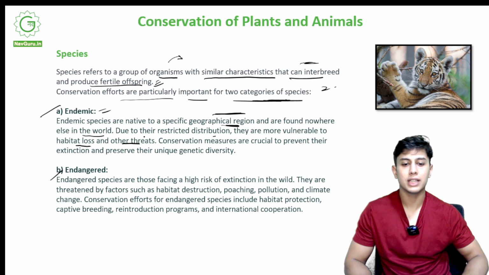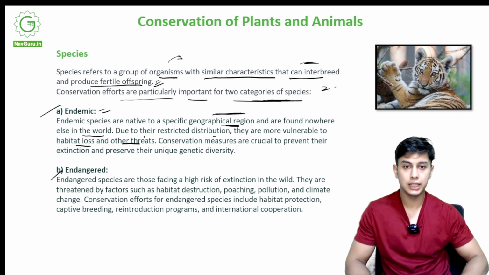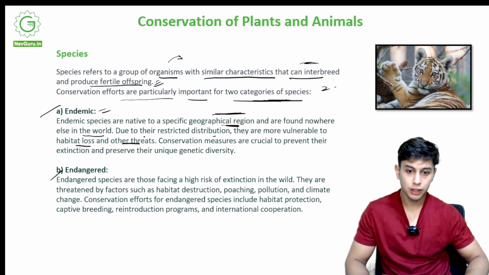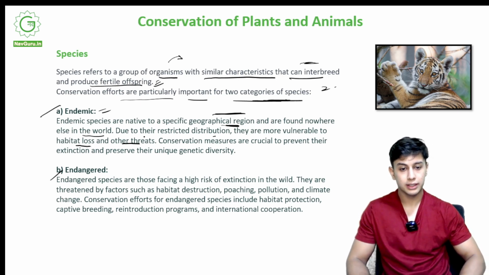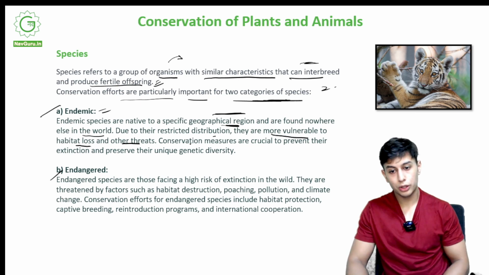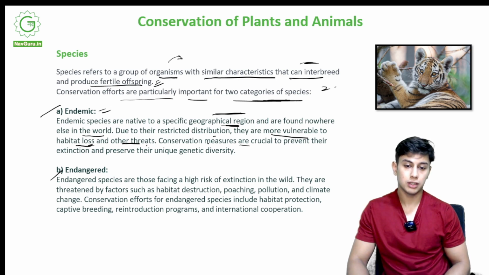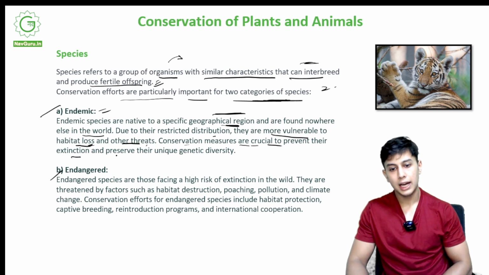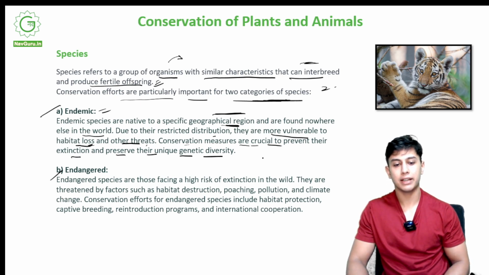Vulnerable means there are more chances of them becoming less in number if that habitat is lost, if we are harming that geographical region. For example, if a lot of snow is melting, then there is not much place for that snow leopard to travel, to get food from. This will harm that species, the endemic species. Thus they are more vulnerable to habitat loss and other threats. Conservation measures are crucial to prevent their extinction and preserve their unique genetic diversity.